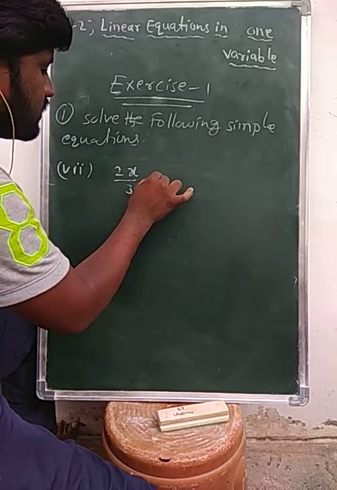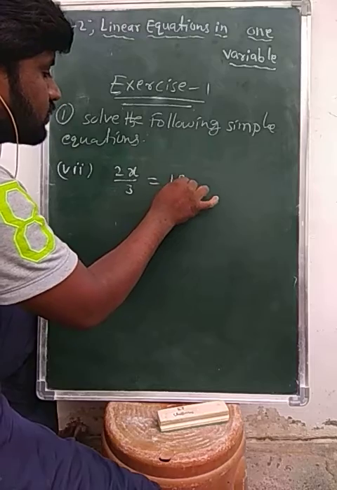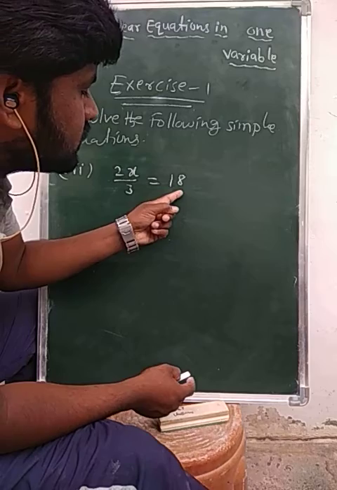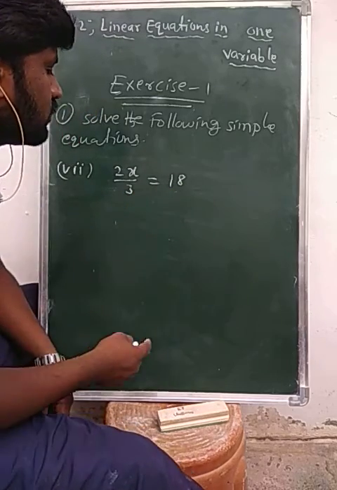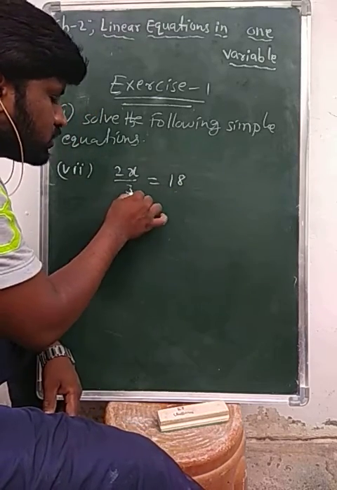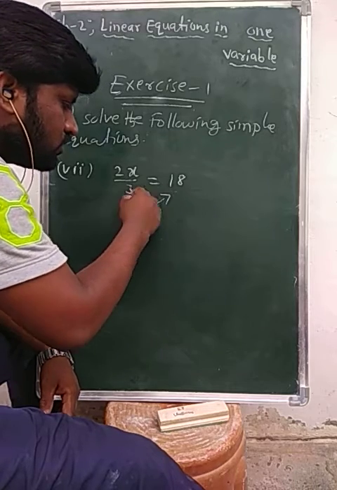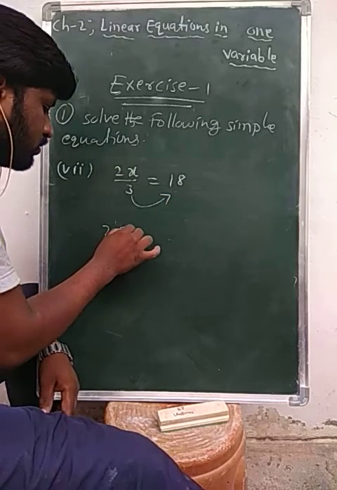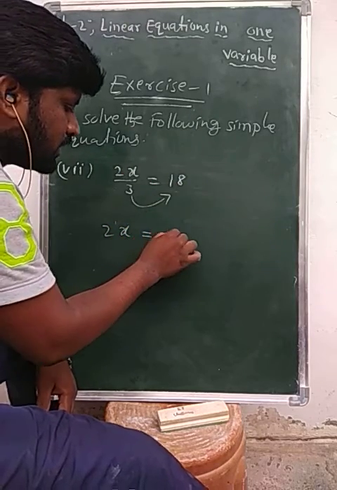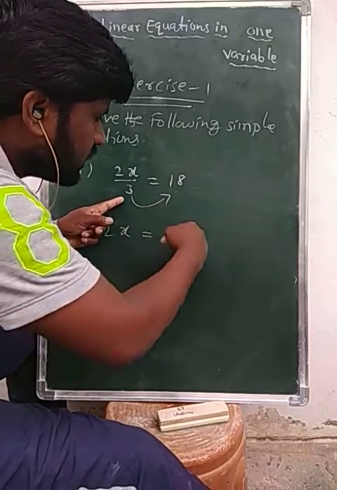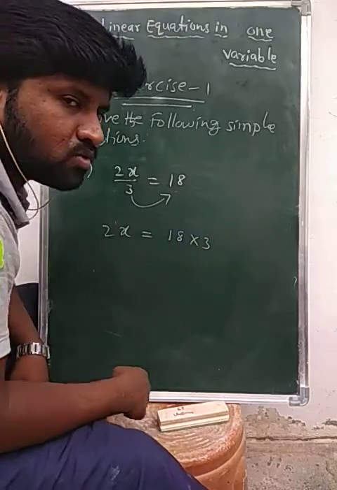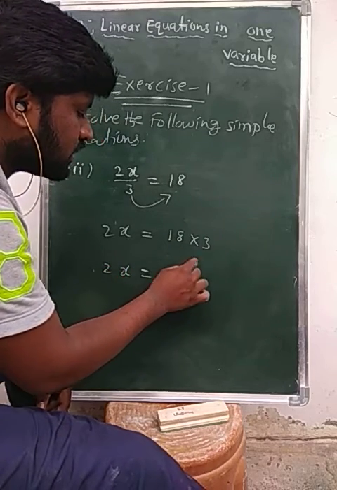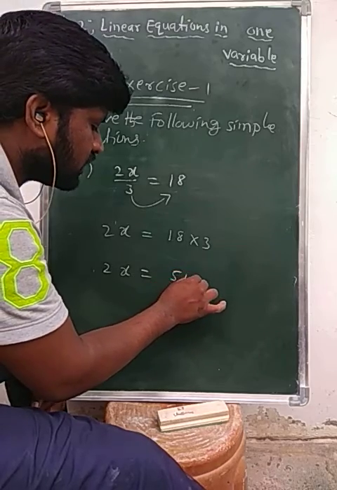2x by 3 equals 18. What is the given simple equation? 2x by 3 equals 18. What I am doing is transposing only 3 to the RHS side. So we get 2x equals 18 here. A division quantity, when transposed, becomes what? Into quantity. Now 2x equals 18 into 3. 18 3s are 54.